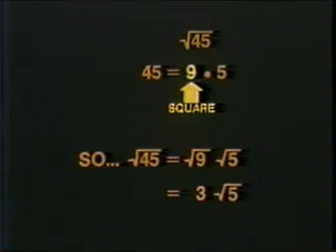Immediately, I look for a factor of 45 which is a square. 9 is a square, and 9 goes into 45 5 times. I end up with 3 times the square root of 5, and I can use a table of square roots or a calculator to take it farther if I have to. That will give me a decimal answer, of course, but the answer is fine as it is.